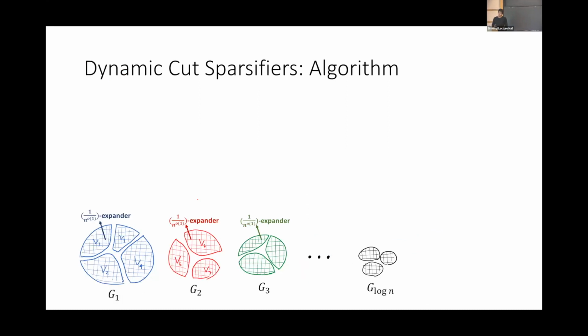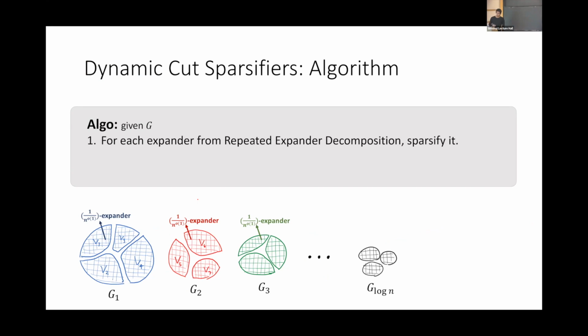But now it's going to be easy to get a dynamic cut sparsifier from this structure. And the algorithm is going to be just this. You have a graph. First, you just get this structure, that is, by repeated expanded decomposition to get into log n layers. For each of the expanders inside this structure, you sparsify the expander.